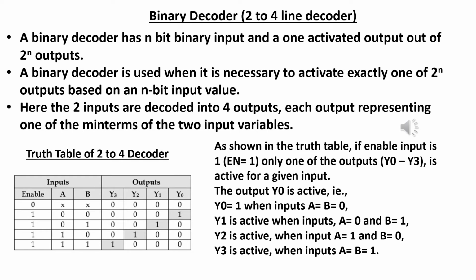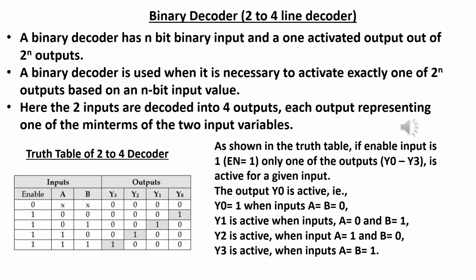In the truth table, we are considering the inputs and the outputs. The inputs we are taking as A and B, and one enable input is given here to activate the output of our decoder. The outputs are considered as Y0, Y1, Y2 and Y3. From the truth table, it is clear that if the enable input is equal to 1, only one of the outputs in the decoder will be active for a given input.